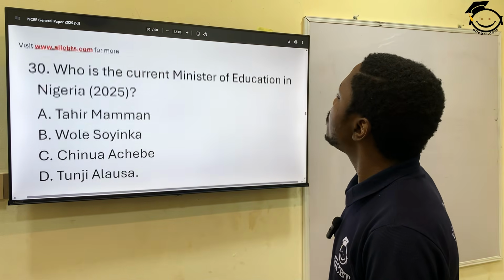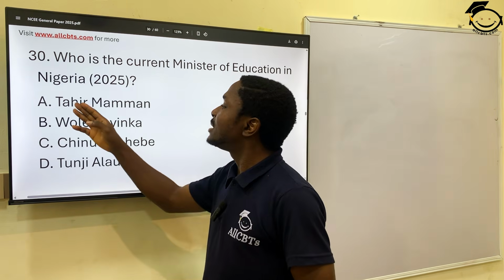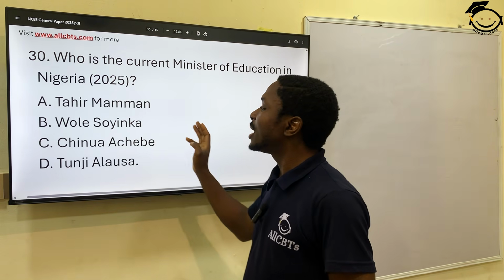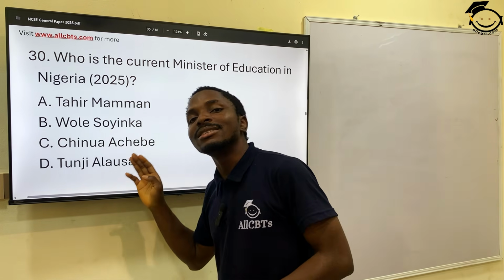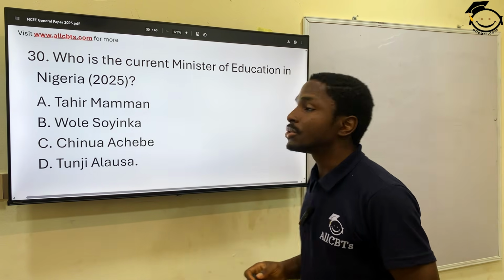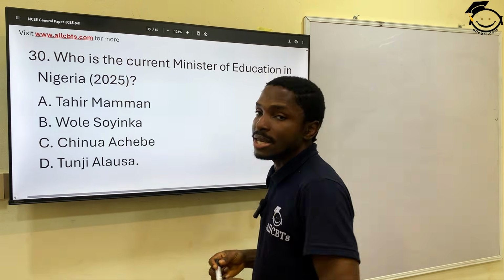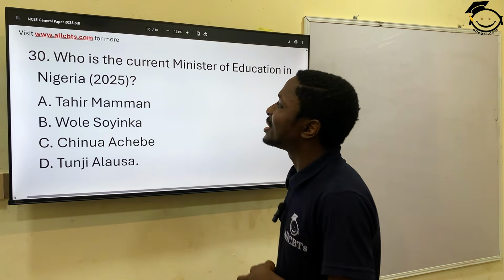Question 30. Who is the current Minister of Education in Nigeria? We have Tahir Mamman, Wole Soyinka, Chinua Achebe, and Tunji Alausa. Yes, the correct option is Tunji Alausa, the current Minister of Education in Nigeria as of this year. It might change next year, but this year he is the current Minister of Education. 31.